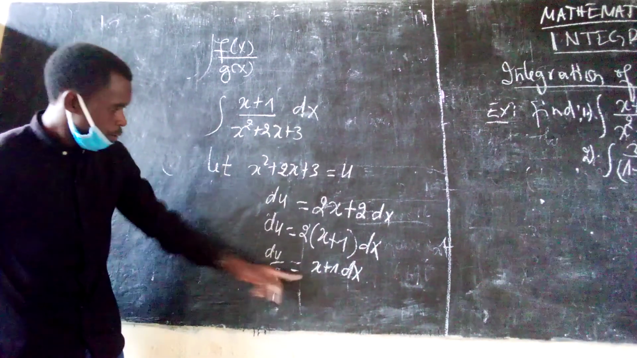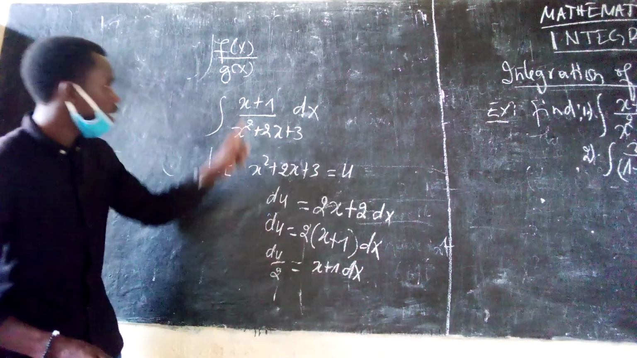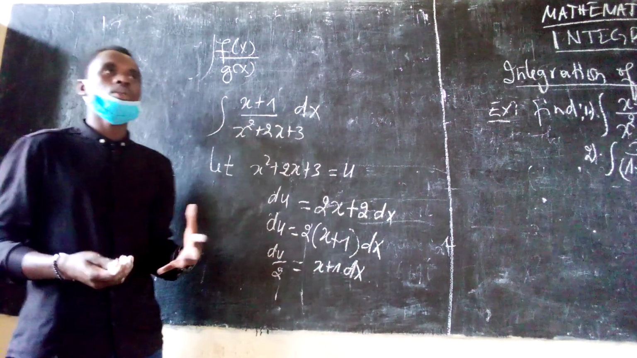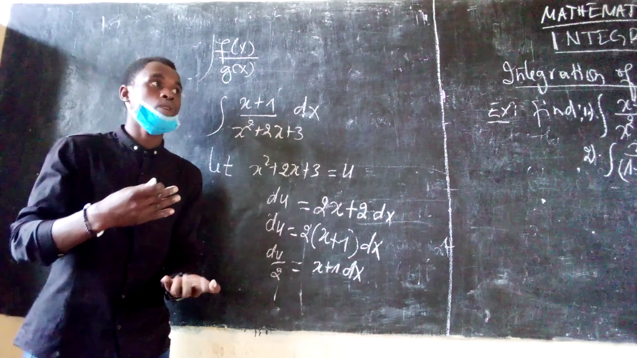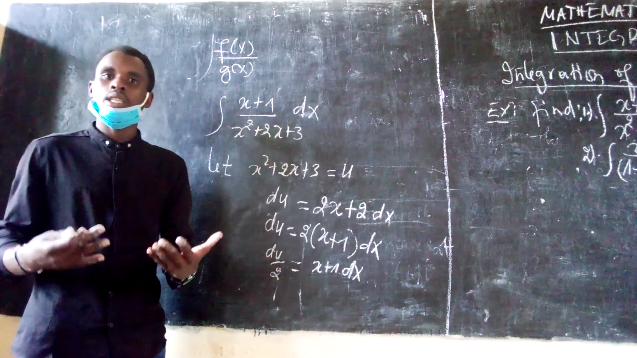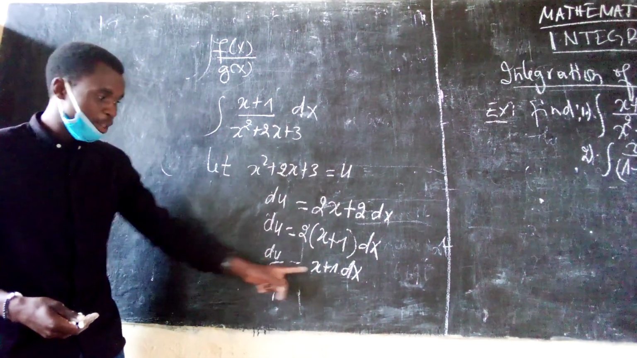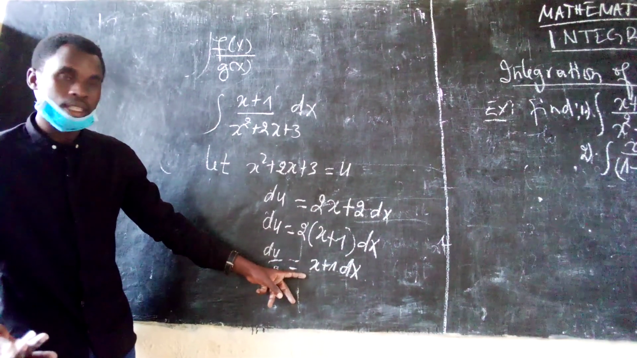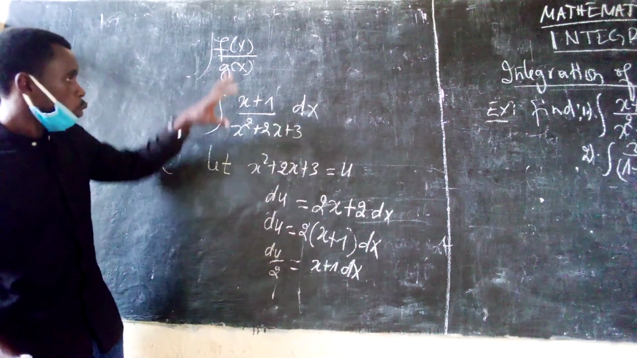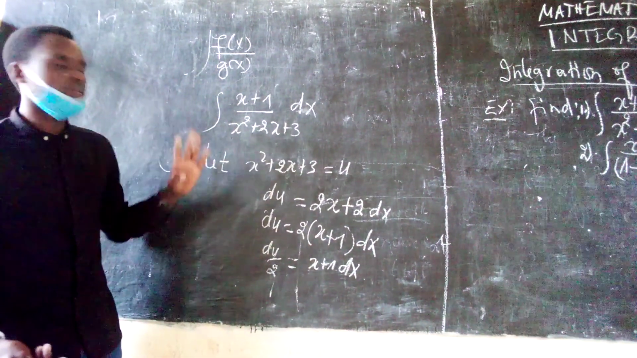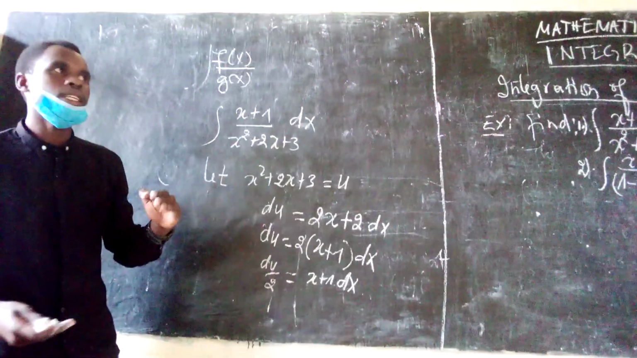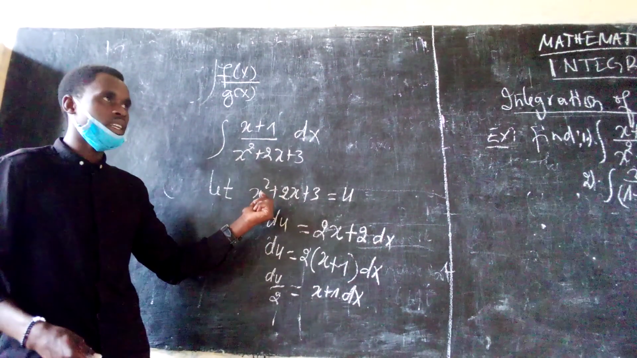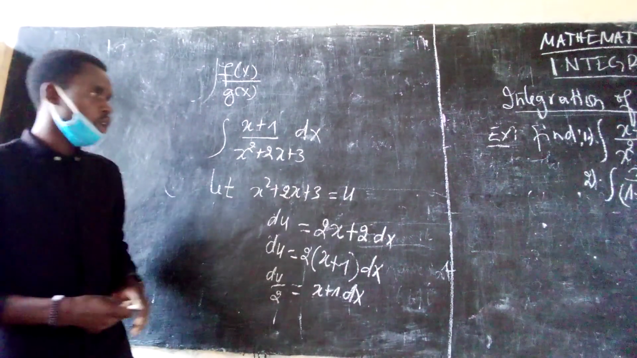If you observe the derivative, you find x plus 1, the numerator that was given in our question. This means our numerator can be expressed in terms of the derivative of the denominator. So our technique has been successfully achieved, which means we are going to replace each term in our given question, and the variable will change from x to u because of our assumption.